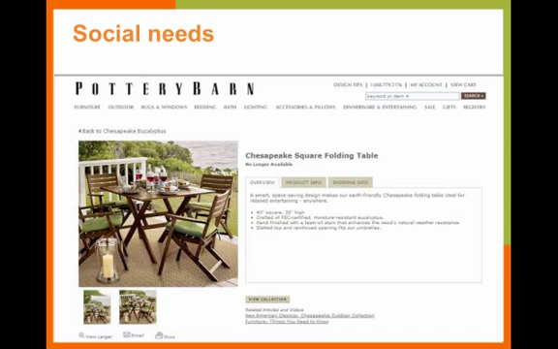So not only can you use your words to definitely tie in to one of Maslow's hierarchy of needs, but also consider your images as well and make sure that your images are helping to reinforce what you're saying in the copy.